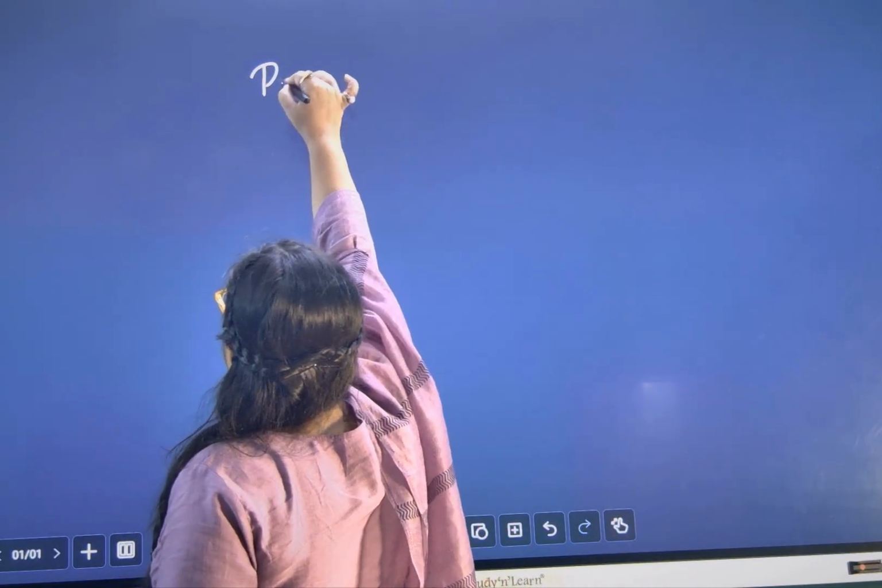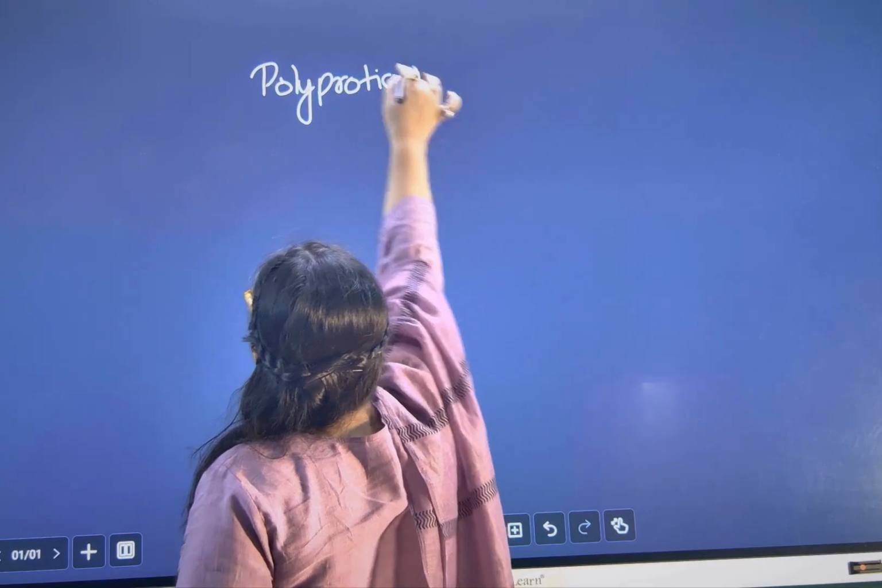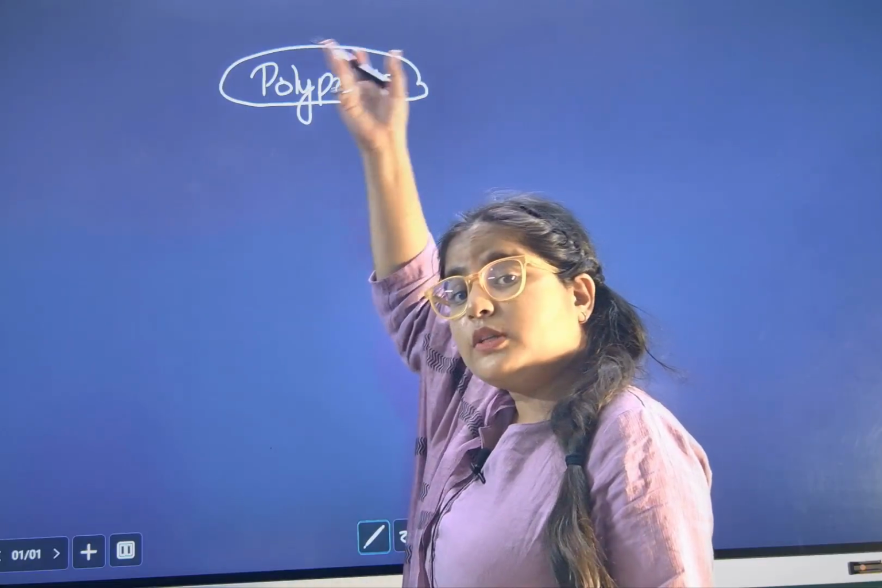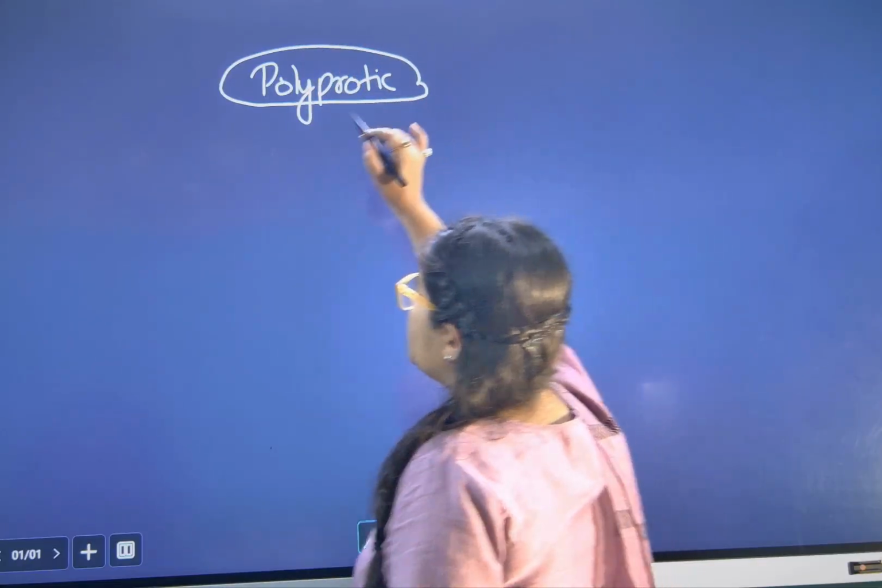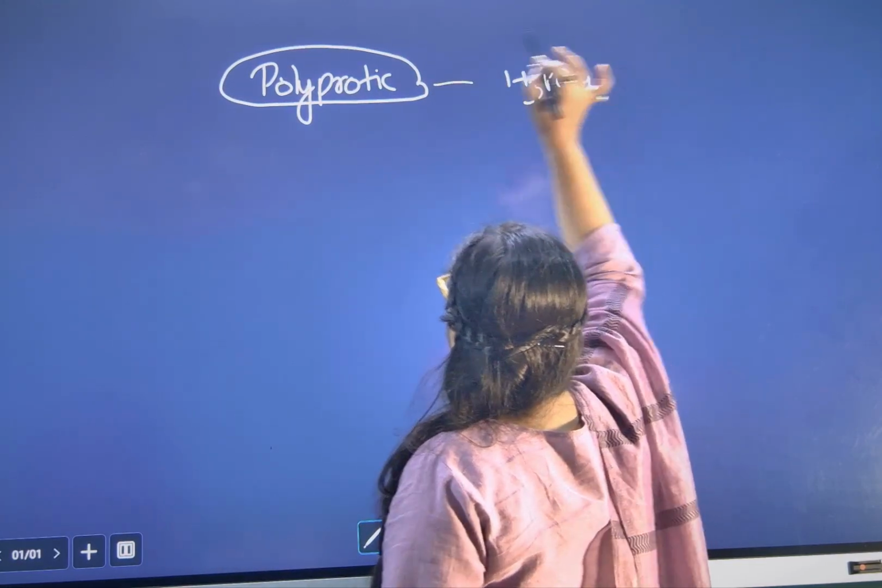Polyprotic, I have already told you, means more than one H ion. Two means diprotic, and more than two, tri, tetra, are known as polyprotic. Okay, let us see one example, that is H3PO4.